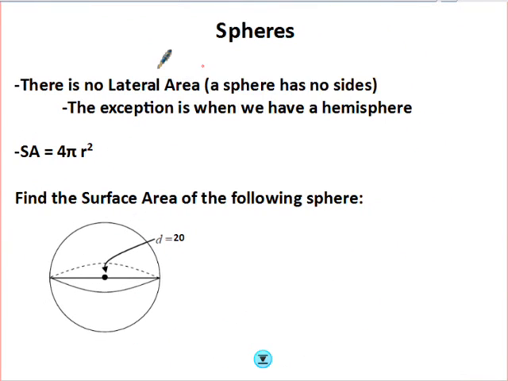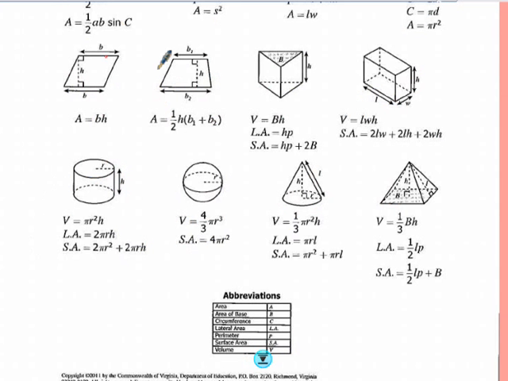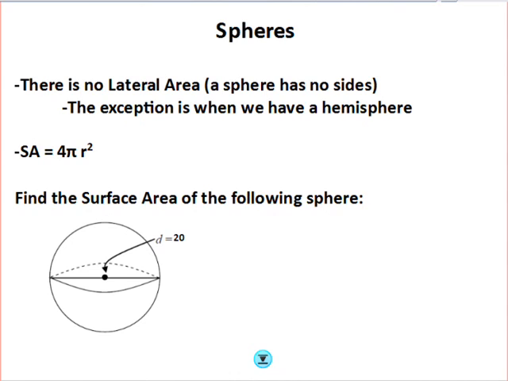So spheres, you have a formula for spheres on your formula sheet. It's right here. Spheres don't have a lateral area because they don't have sides, unless we have a hemisphere, which is a sphere cut in half. But for spheres, the formula is 4 pi r squared. So if you were finding the surface area of this one, the diameter is 20, so the surface area would be 4 times pi times 100. So it's 400 pi. Pretty simple stuff.